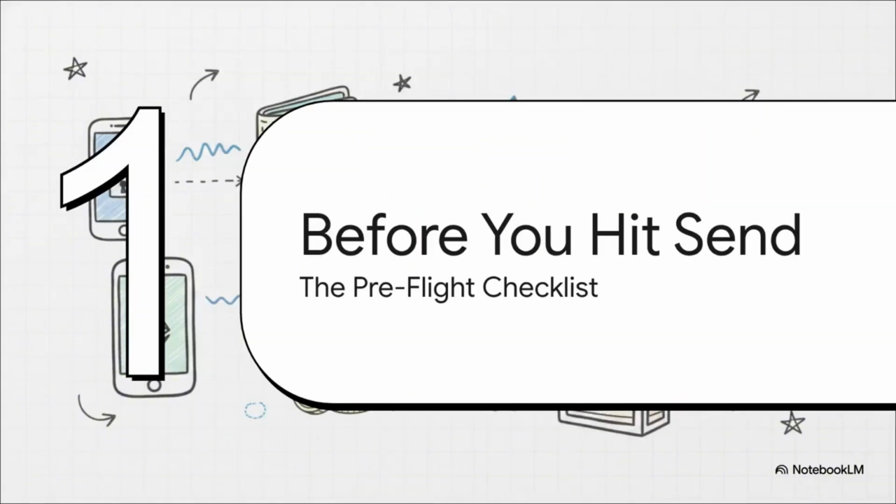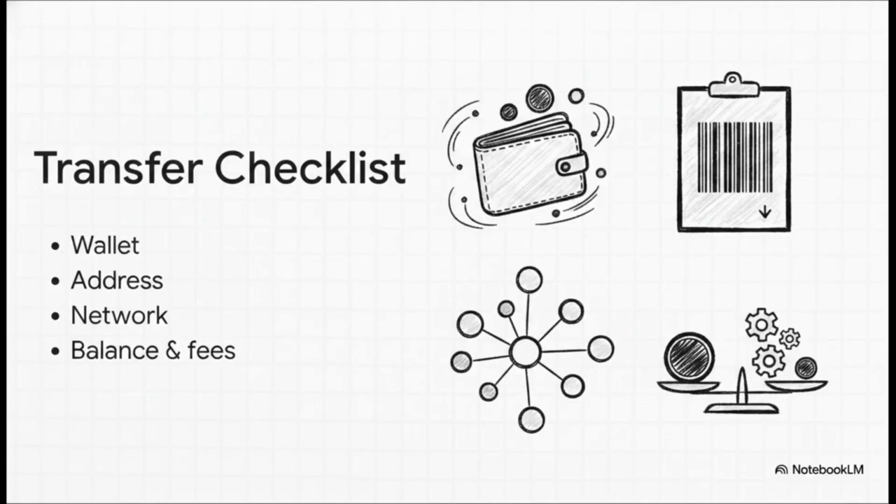All right, part 1. Before you hit send, this is your pre-flight checklist. Before you even think about initiating a transfer, you have to remember that you are the pilot of your own wallet here, and you need to have these 4 essential items ready to go. Number 1, you need a crypto wallet holding the asset you want to send. Number 2, you need the recipient's exact wallet address, that unique string of letters and numbers. Number 3, you must identify the correct blockchain network. And finally, number 4, and this is a big one, you need enough balance. That balance isn't just the amount you're sending, it has to cover the network fees too.